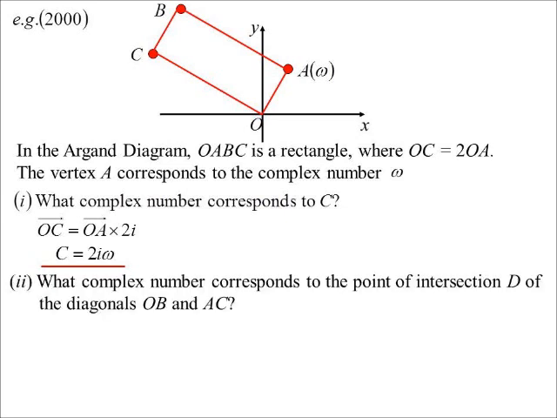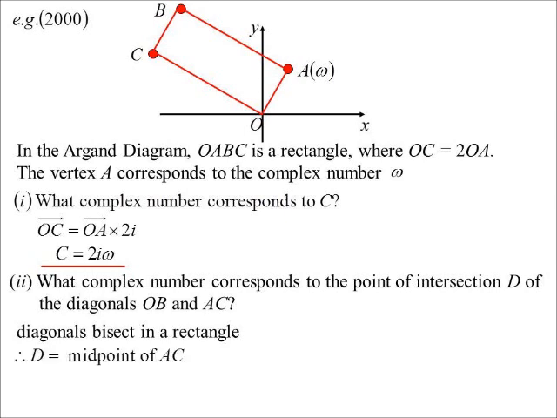Second part of the question. What complex number corresponds to the point of intersection of the diagonals OB and AC? Okay, let's draw it. We know diagonals in a rectangle bisect.